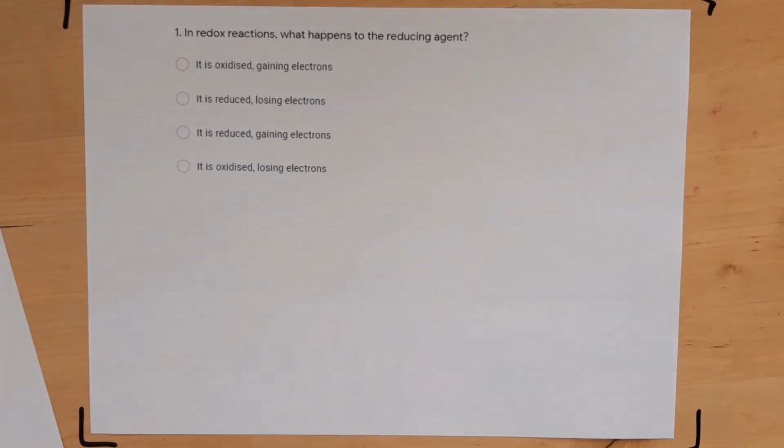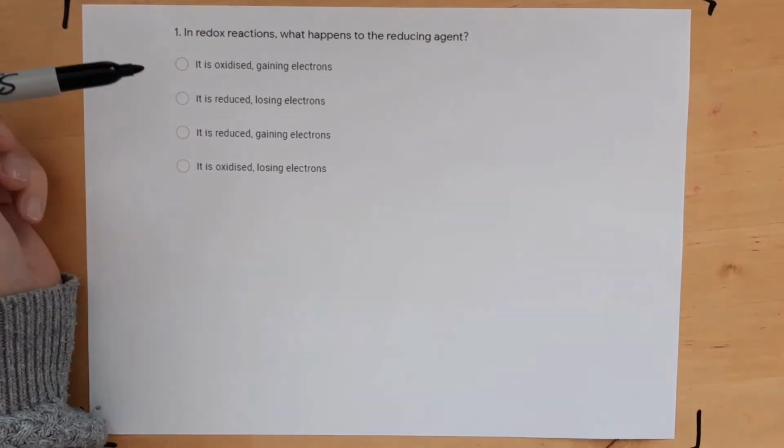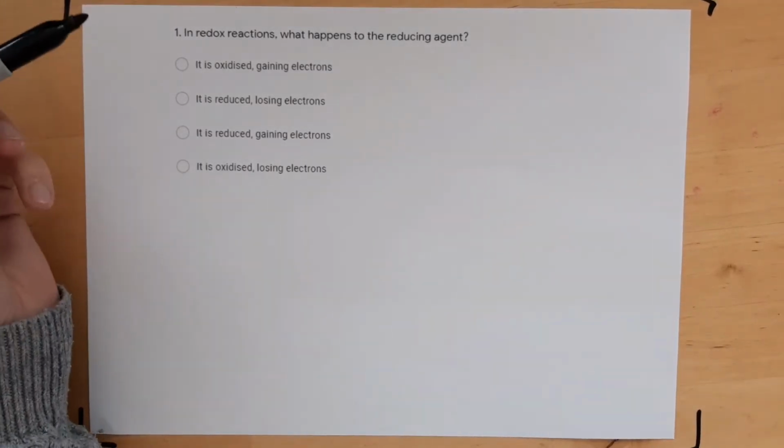Hello everybody, so I thought I'd go through the Google form, the answer to this, and sort of how you can work out the answer. So we've got question by question, and let's get started. So in a redox reaction, what happens to the reducing agent?